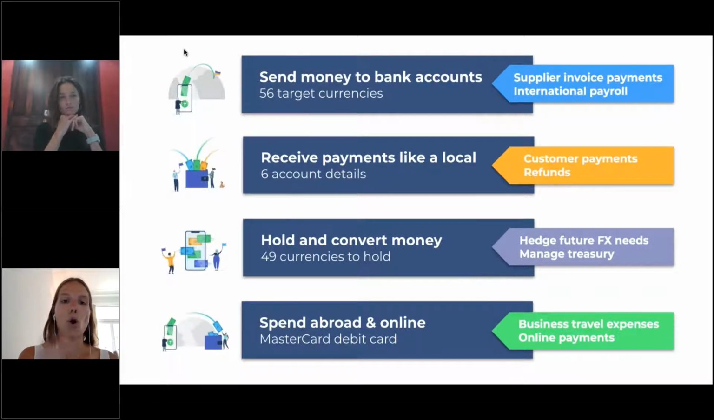The account also allows you to hold and to convert currencies directly in your account. So you can hold 49 different currencies at the moment in this account, and it's available currently in 170 countries. This typically is helpful if you think about managing treasury, or you're going to have to make a payment in a few months and you want to hedge your position on a certain currency. Then last but not least, you're also able to order a debit card that will allow you to spend abroad for business travel expenses, for example, or spend online to make any online acquisitions.